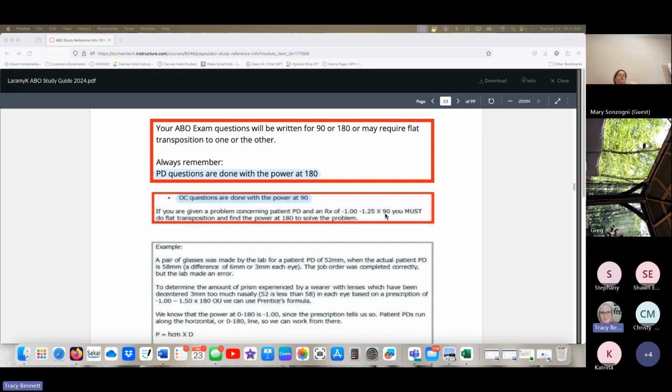Because if you look at this, at 90 we've got a -1, right? But what if I said, what's the power at 180? Then you could just flat transpose, or basically just add those two together. So -1 minus -1.25 is going to end up with a power of -2.25 at 180. So you can really quickly do them this way.